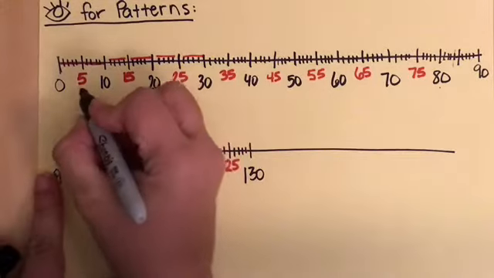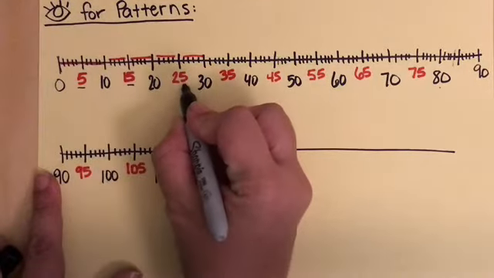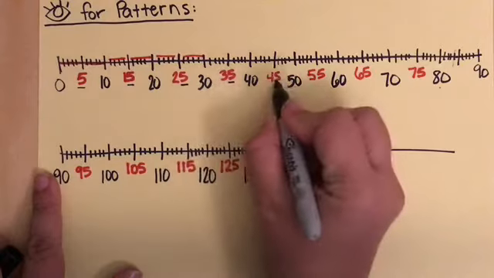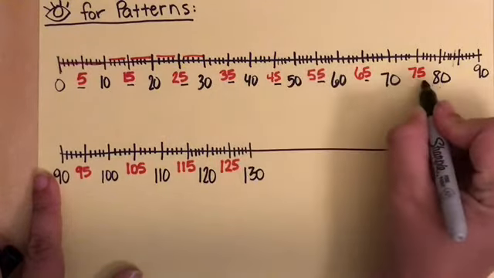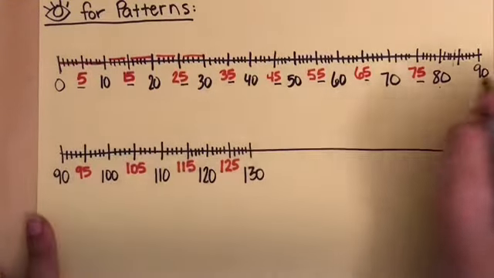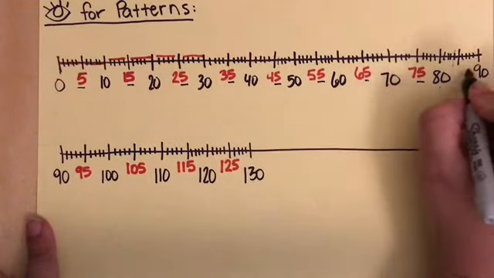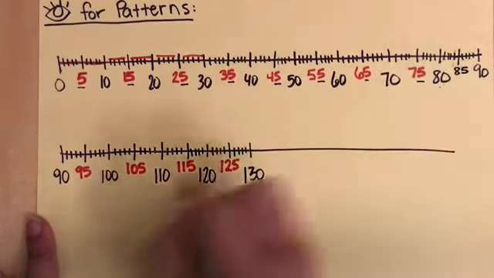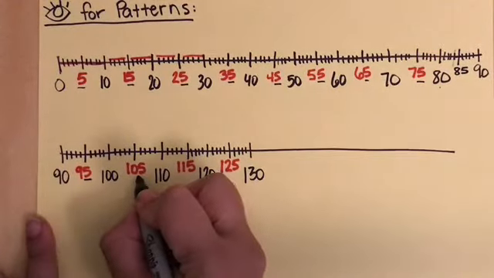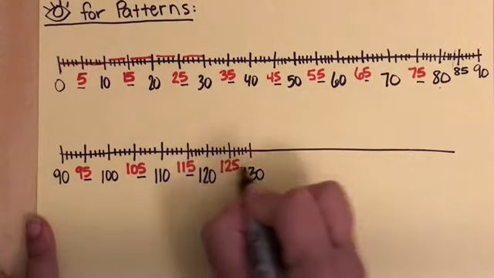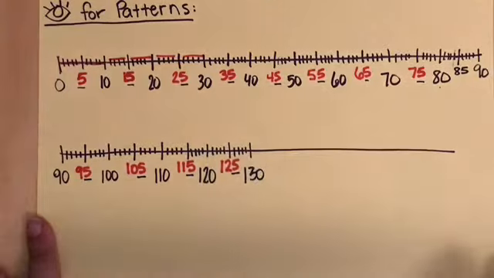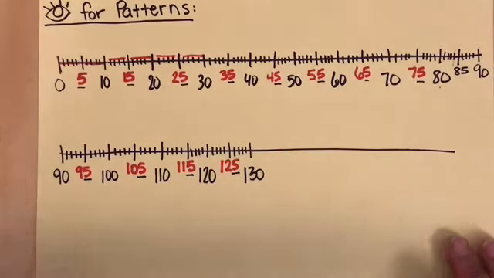So we have 5, 15, 25, 35, 45, 55, 65, 75. Oops, we forgot to do between 80 and 90. So if you follow the pattern, it would be 85, 95, 105, 115, 125. So it always ends in that 5.